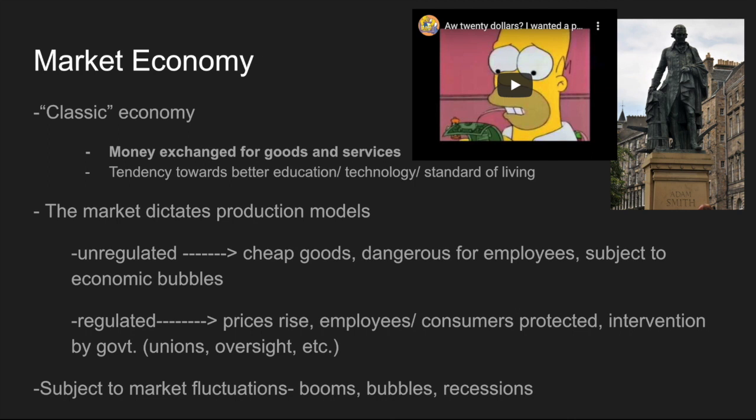Think about earlier this summer when we had the E. coli onions out there. The FDA is there to make sure that part of the economy is regulated, that the food is safe for people to eat. That's intervention by the government, so that's union and oversight. The government will step in. Basically, if you can't regulate yourself, we'll regulate it for you.